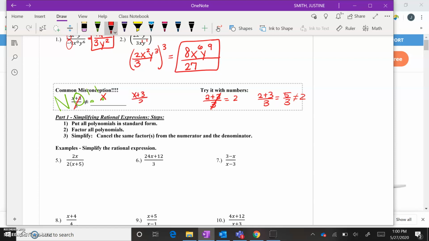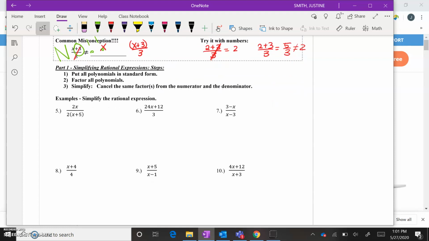One thing that is sometimes helpful is people will put parentheses around the binomials, right? So x plus 3 is a binomial. You could put parentheses around there so you know it can't just cancel the 3's out. It would have to be another x plus 3 on the bottom to cancel that out.